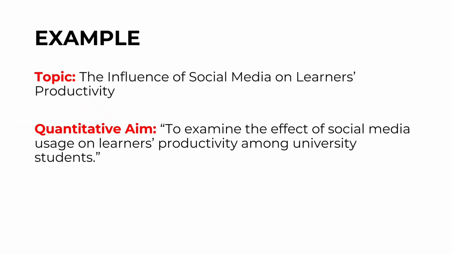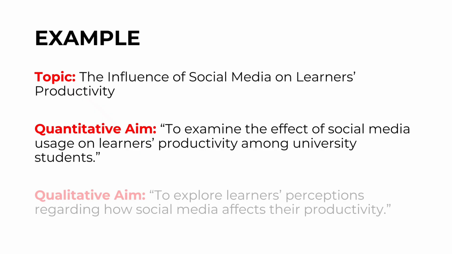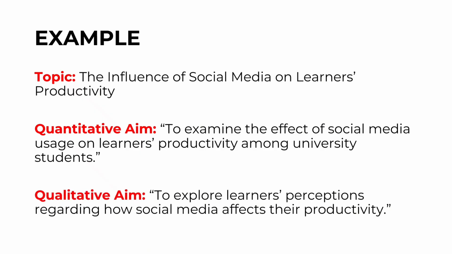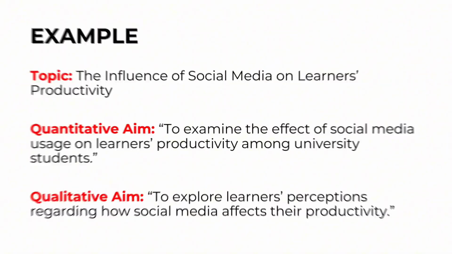Now let's talk about a qualitative aim. So I could have an aim like this: to explore learners' perceptions regarding how social media affects their productivity. The difference between the two is qualitative is about people's experience, people's perception about a particular phenomenon which is being investigated. But in terms of quantitative, you want to really measure in terms of numbers and see what relationship exists.